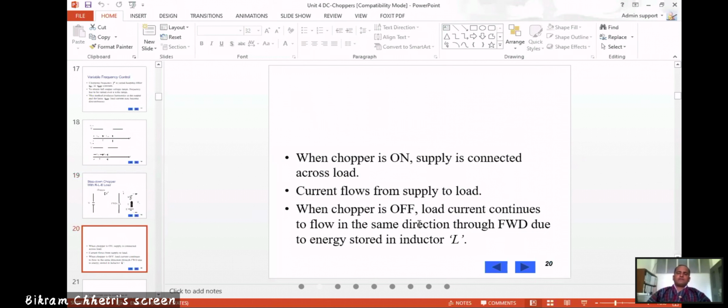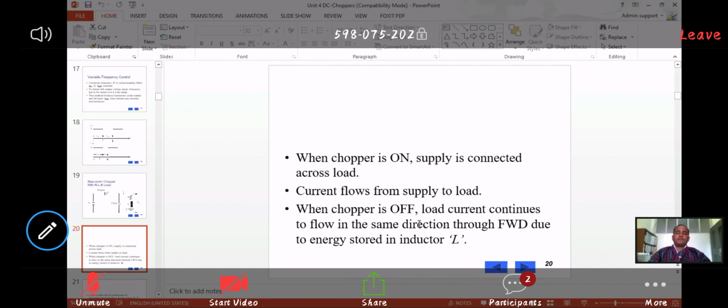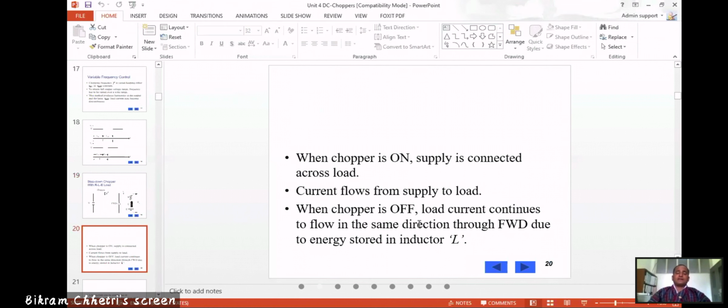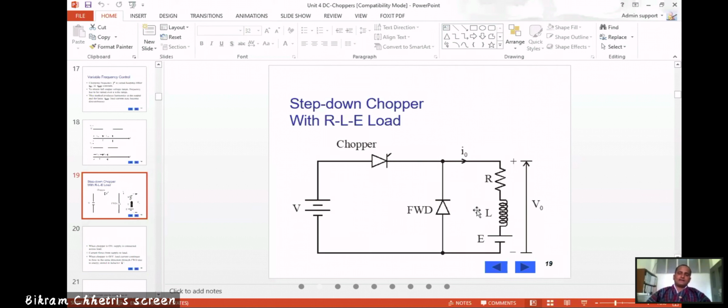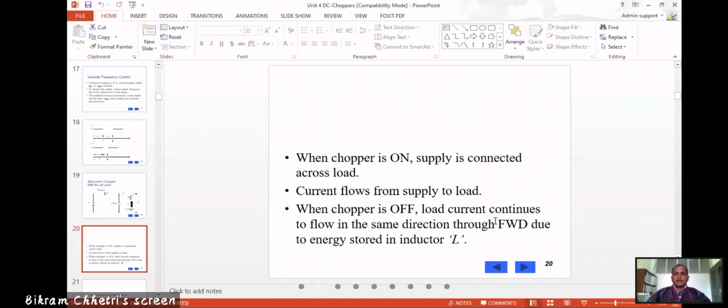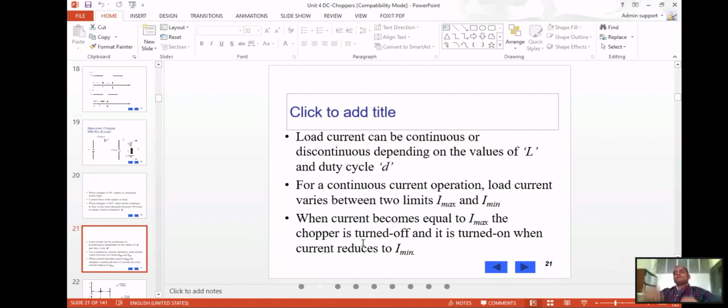Now, when the chopper is off, the load current continues to flow in the same direction. Even when the chopper is off, the load current will try to flow in the same direction through the freewheeling diode, due to the energy stored in the inductance. So the load current can be continuous or discontinuous, and it will depend on the value of L.